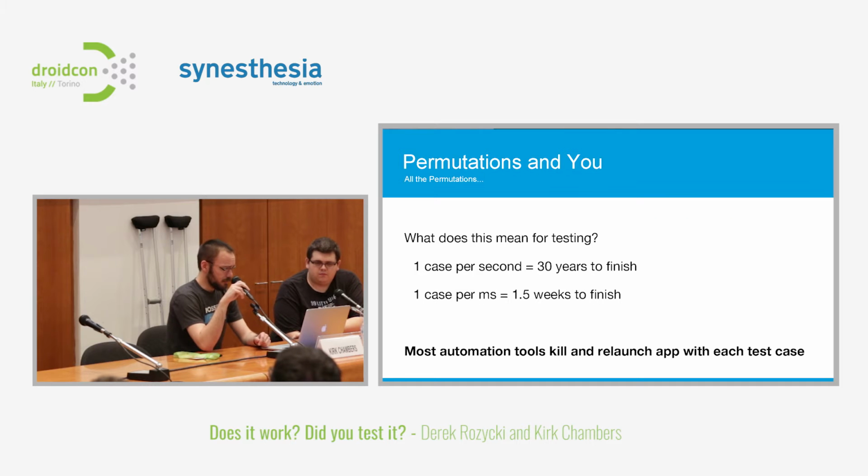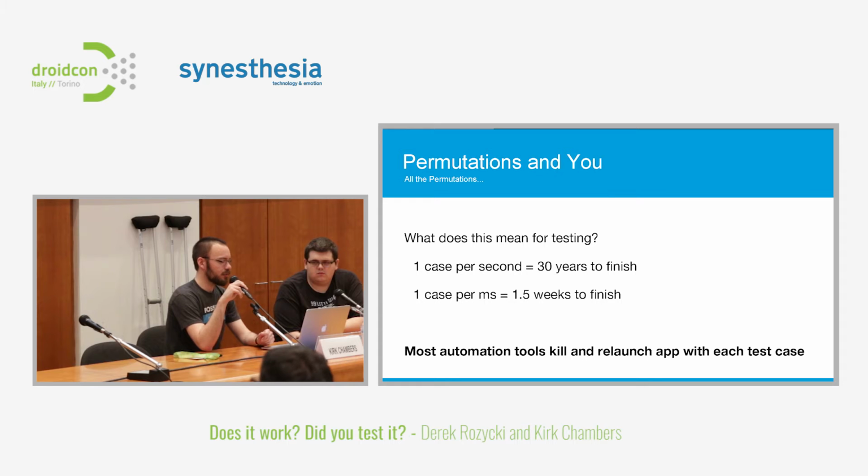Well, if you were to try to test every one of these permutations, if you could do 1 case per second, it would take 30 years for you to finish. Probably not relevant to your app lifecycle. Even if you could speed that up to 1 per millisecond, it's still going to take you a week to finish. If you develop a feature and it takes you a week to get feedback, you're probably going to forget the code you wrote in that full week.